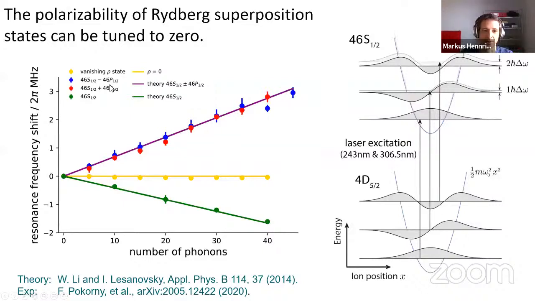Of course, if you now tune the relative amplitudes of these levels in the right way, you can actually tune the effective polarizability of the dressed state in such a way that it's equivalent to the polarizability of the ground state, which means the dressed Rydberg level now has the same trapping potential as the ground state. Due to that, you don't get an energy shift depending on your initial state anymore.